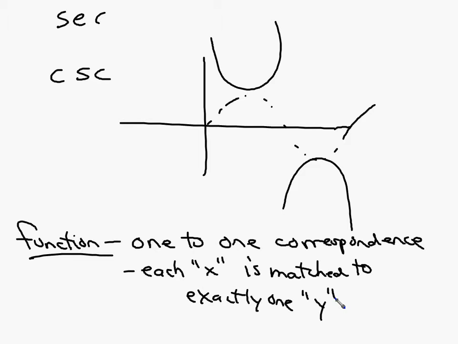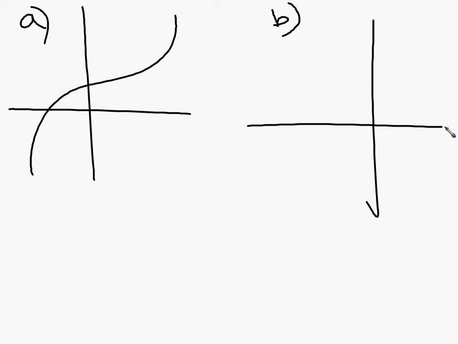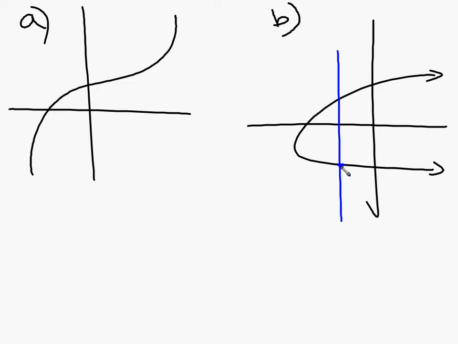is it not a function? Remember the vertical line test? Yes. Okay? The vertical line test says if this is situation A and this is situation B, which one is not a function? B is not a function because it fails the vertical line test. It hits the function in two places.